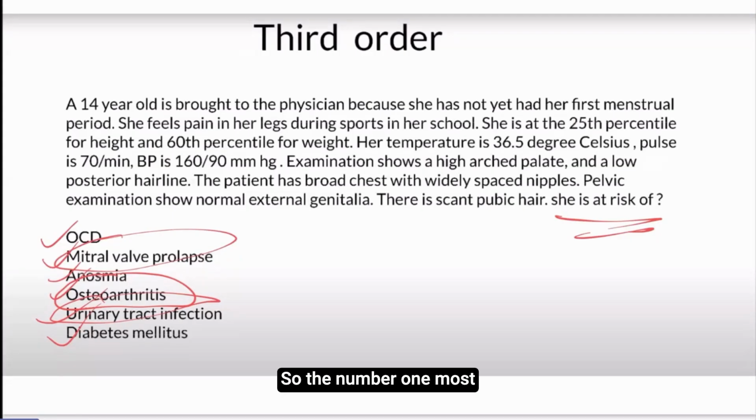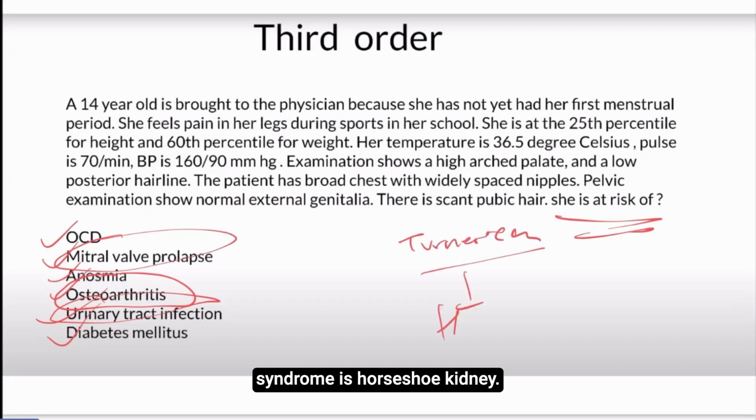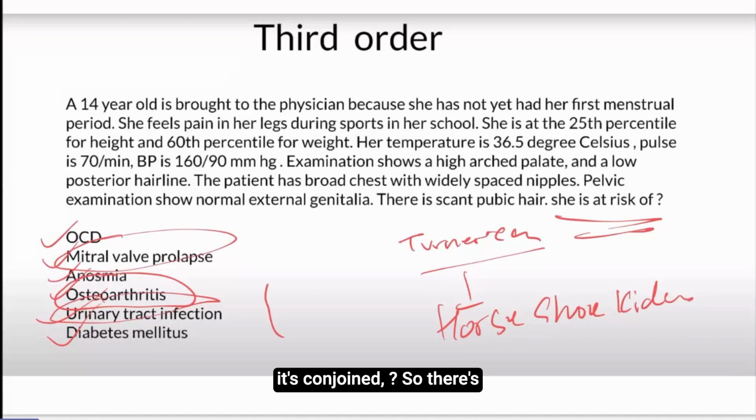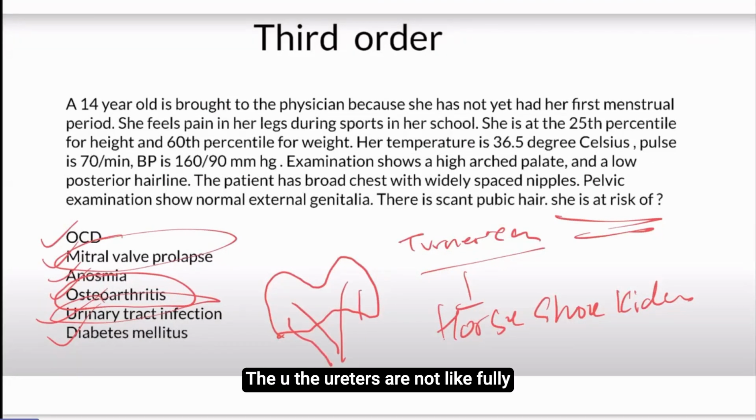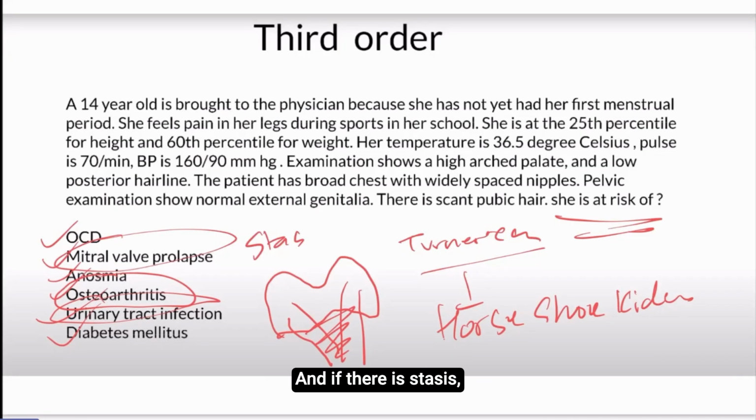The number one most common comorbidity that you get with Turner syndrome is horseshoe kidney. Horseshoe kidney is when your kidney is abnormal and conjoined. There's fusion, it's not separated. When this happens, because of this anatomic anomaly, the ureters are not fully well formed. There are issues with the ureters and the pelvic system, the collecting duct system. If it's not collecting because of this anatomic anomaly, we are going to get stasis. And if there is stasis, what is going to happen? The answer is a UTI.